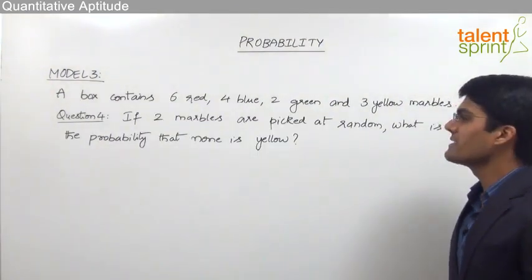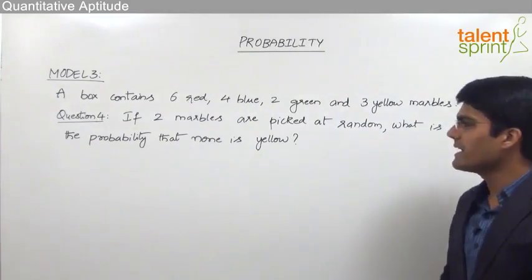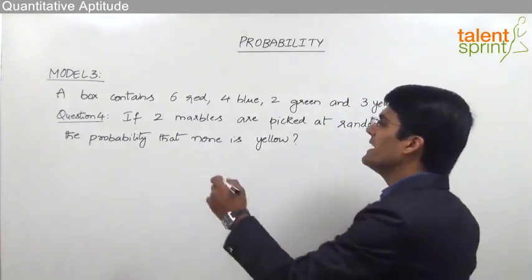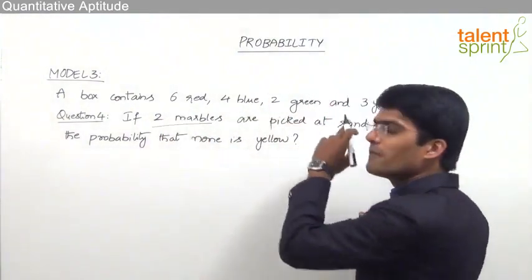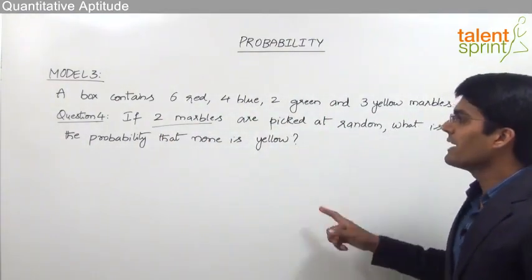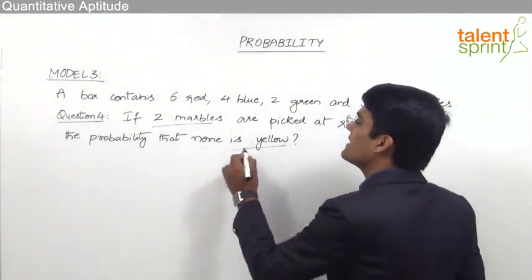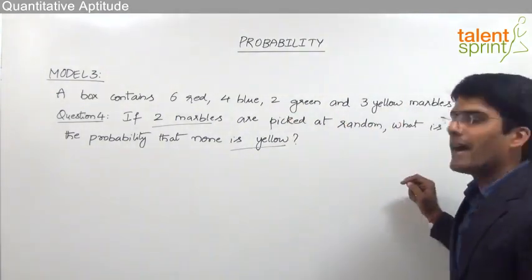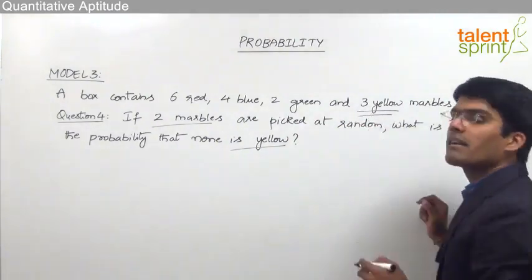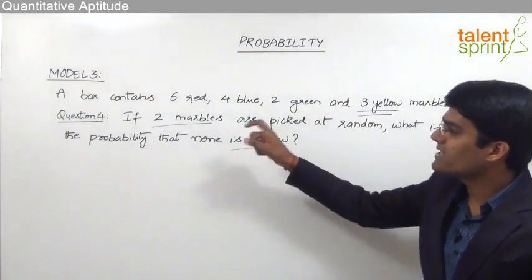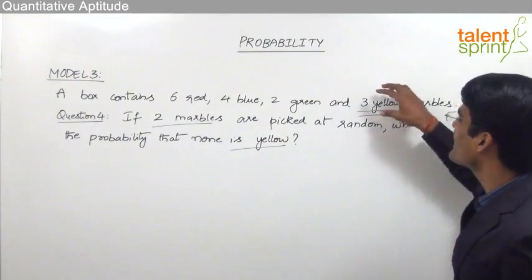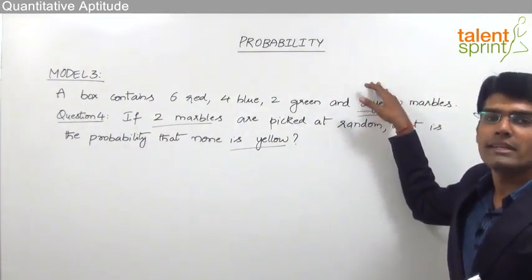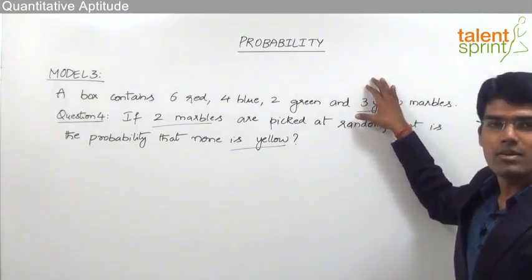The fourth question here is that if 2 marbles are picked at random, what is the probability that none is yellow? So here we need to select 2 marbles out of the total 15 marbles, but make sure that none of the 2 marbles is yellow in color. Now out of the total 15 marbles that we have, we know that 3 marbles are yellow in color. So while doing the selection of 2 marbles, we should not consider these 3 yellow marbles. Why? Because we need marbles which are not yellow in color. So these 3 should not be taken into consideration.